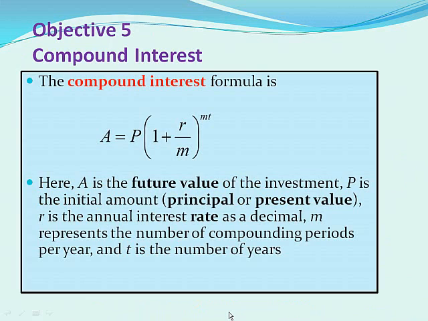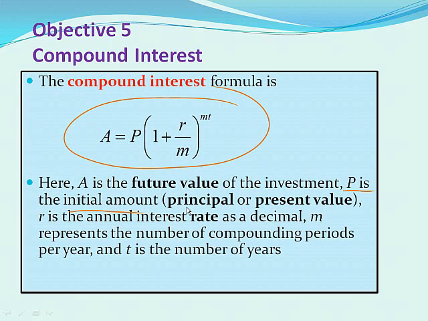Objective 5. Compound interest. The compound interest formula is written as A equals P multiplied with (1 plus r over m) to the power mt. Here A is the future value of the investment. P is the initial amount, also called the principal or the present value. R is the annual interest rate as a decimal, and m represents the number of compounding periods per year, and t is the number of years.